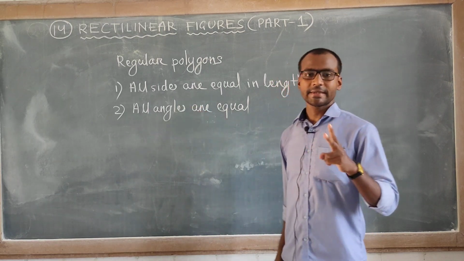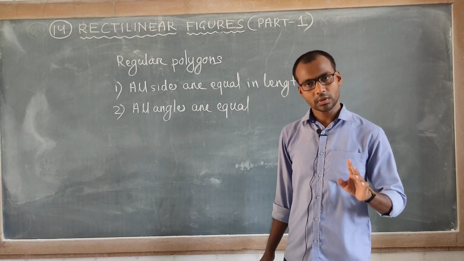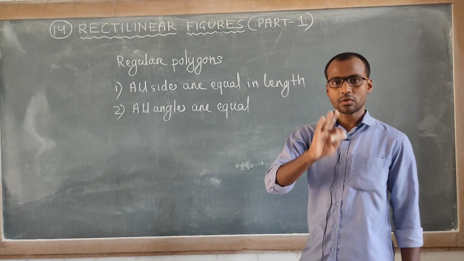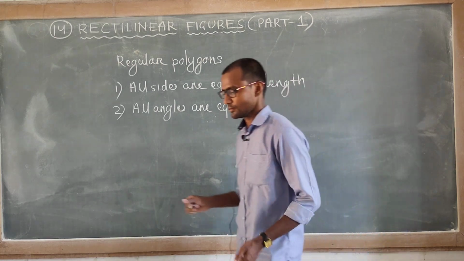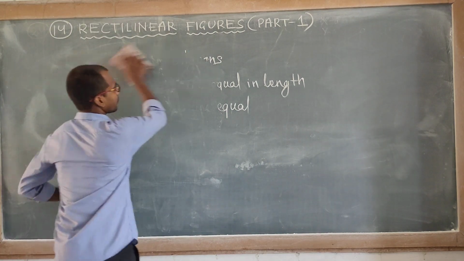So for a polygon to be regular, two conditions have to be satisfied. First, all sides should be equal in length. Second, all angles should be equal. Then only we can say that the polygon is regular. Both the conditions have to be satisfied. One is not sufficient. Okay. So let us take some examples of regular polygons.